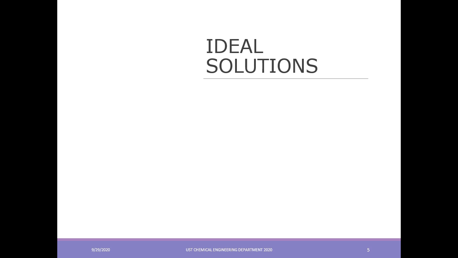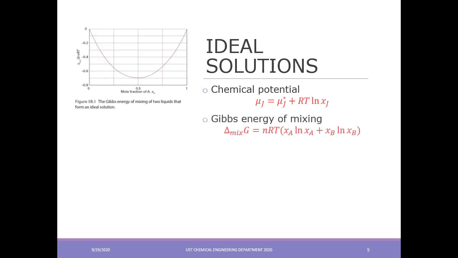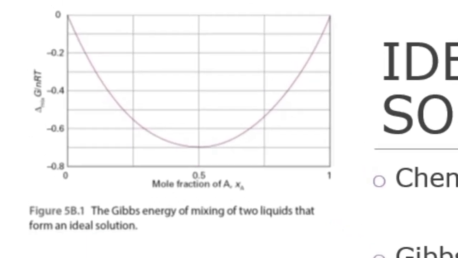Recall the equations we got for perfect gases. The chemical potential of a substance J in the solution or mixture is given as the chemical potential of the pure substance J plus RT times ln of the mole fraction of J in the solution. The Gibbs energy of mixing is given by this equation. And similar to perfect gases, ideal solutions also mix spontaneously, given by the negative value of the Gibbs energy of mixing in any solution composition, as seen in the figure.